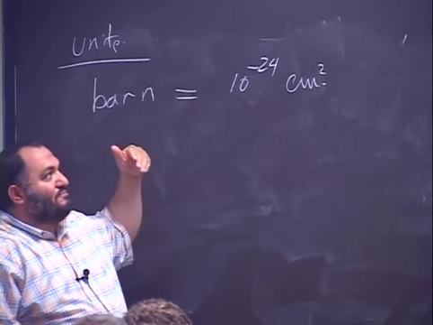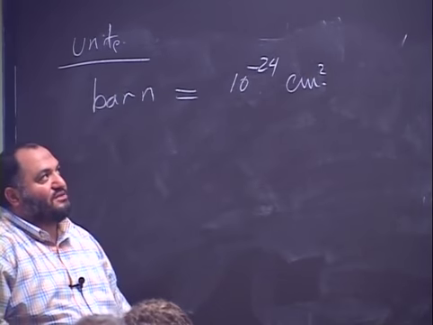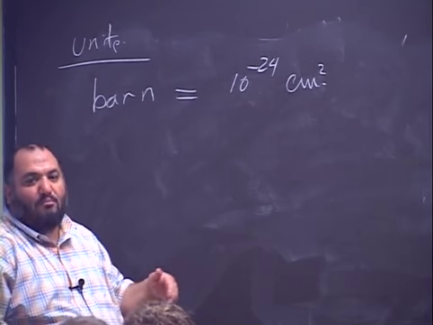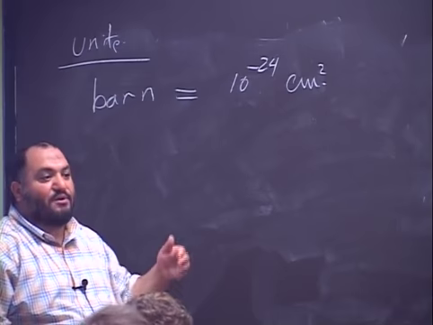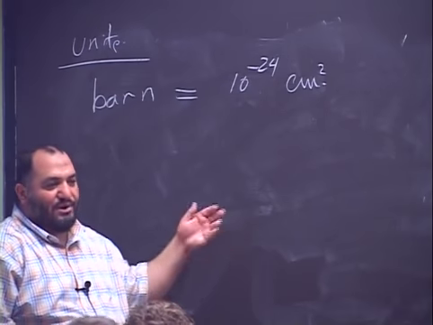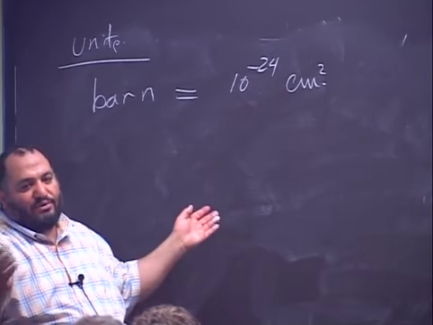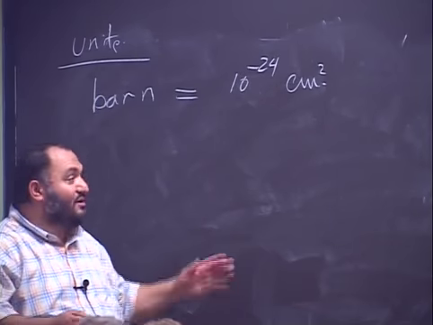And there are sub-barn units, something like millibarn, microbarn, and there is kilobarn and megabarn and so on. But usually we will say millibarn or barn or thousands of barn and so on.